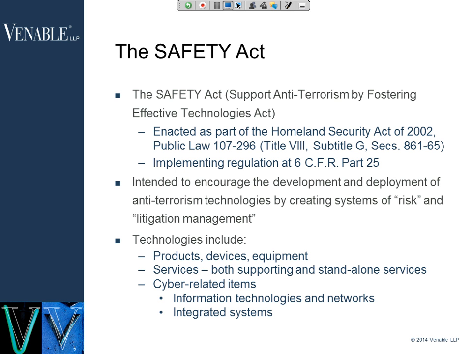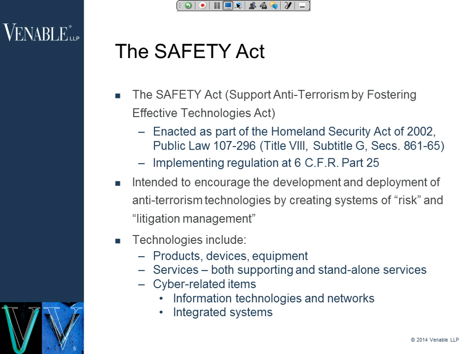new emphasis and concern related to cyber-related terrorism, it is certainly applicable to cyber-related items, which would include information technology, security components, networks, integrated systems. The security that's put in place to protect these systems is absolutely a Safety Act technology.